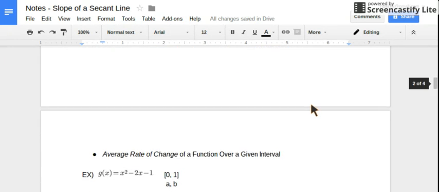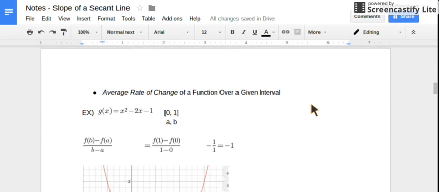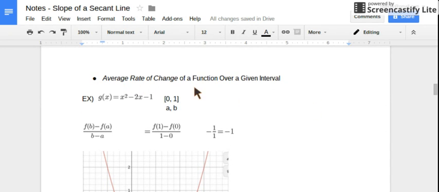We can use that to find the average rate of change of a function. That's just a fancy way of asking, what is the average slope between 2 points? We're given our interval in this example. We want to find the average rate of change between 0 and 1. Since I'm given my inputs, or x values, I can plug them into my function and get my outputs. Then I can use my function notation slope formula, and we can find that average slope.